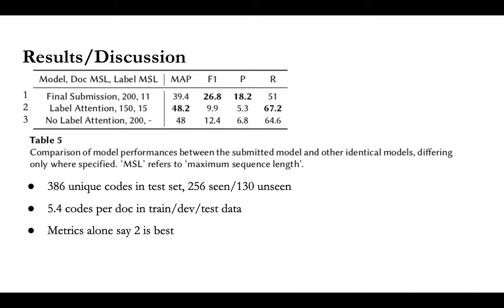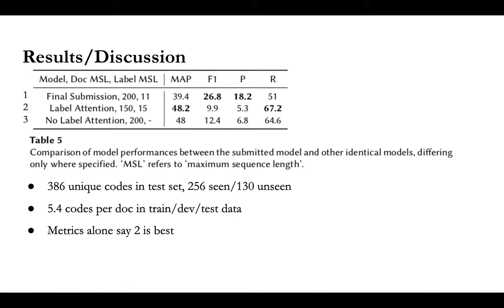The table here shows our final submission along with some additional post-submission experiments, and we will discuss this in a moment, but first I would like to point out that in the test set, there were 386 unique codes. 256 of these were seen during training, and 130 of them were unseen. Additionally, across all data splits, there were on average 5.4 codes per document.